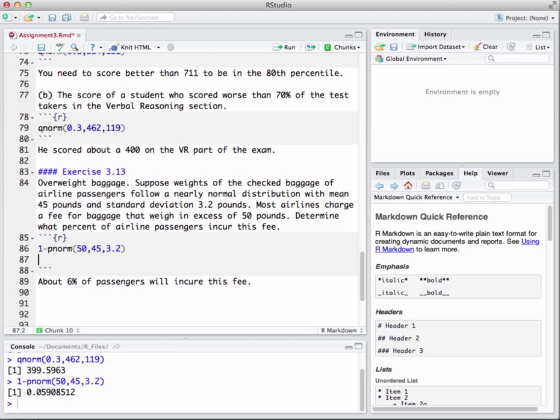Well, I'd come in and say, okay, I have to take x, which is 50, minus mu, which is 45, and I'm going to divide that by 3.2. Okay, so let's go ahead and run that chunk again. And we get that it's about 1.56 standard deviations above the mean. So, not quite what we would infer to be an unusual event, but getting there, okay?